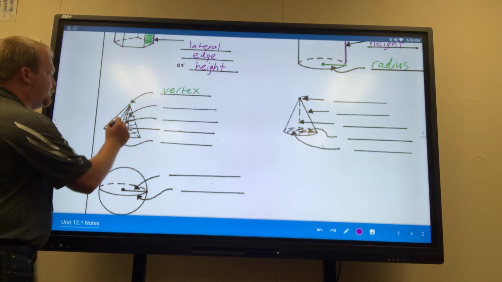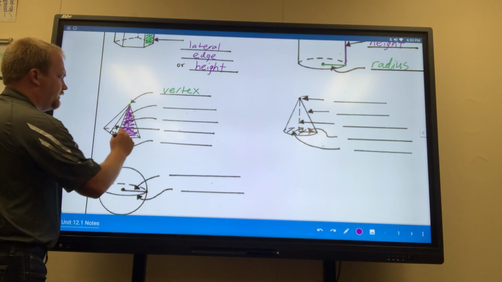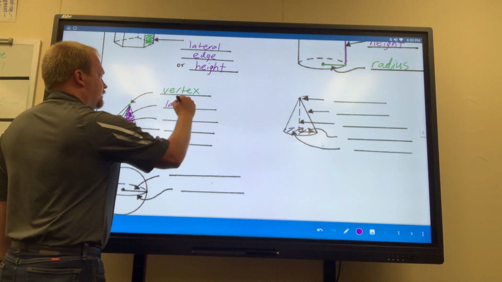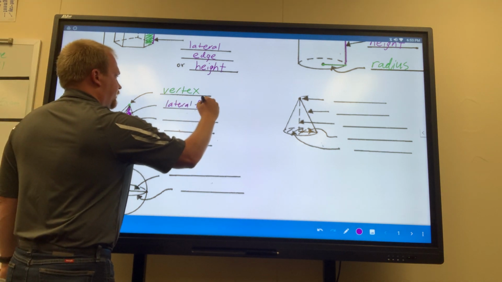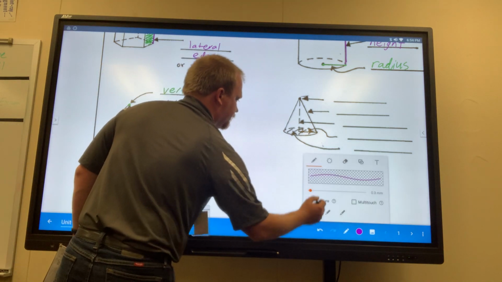Now next, this is covering the face right here. So again, we still call this a lateral face. Okay? We still call it a lateral face.